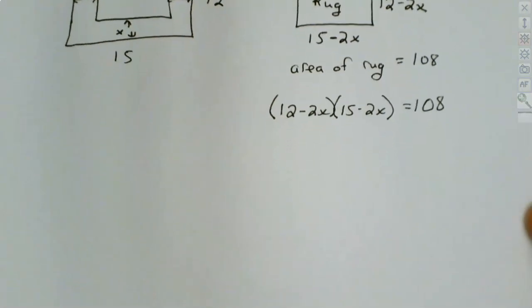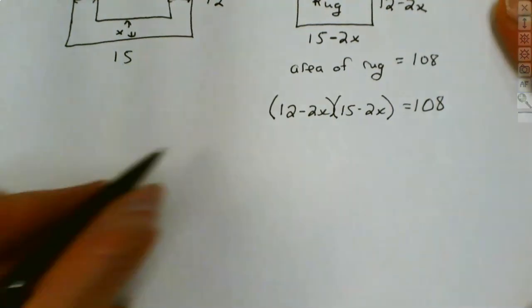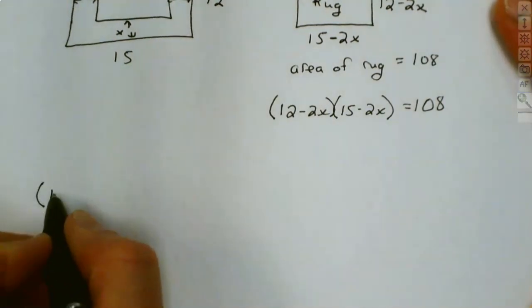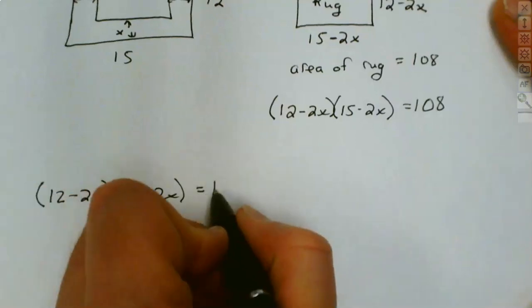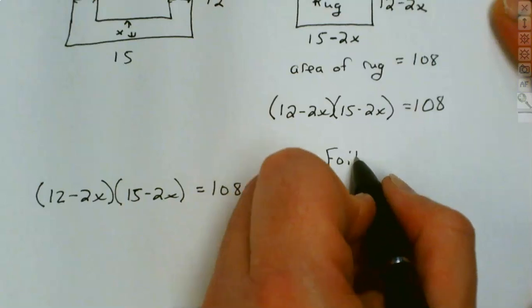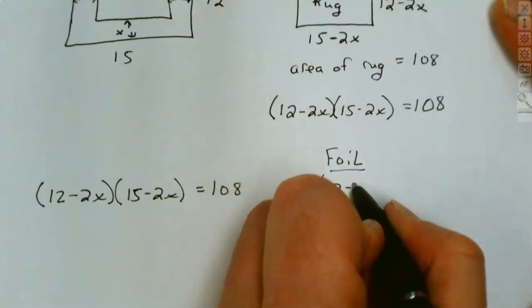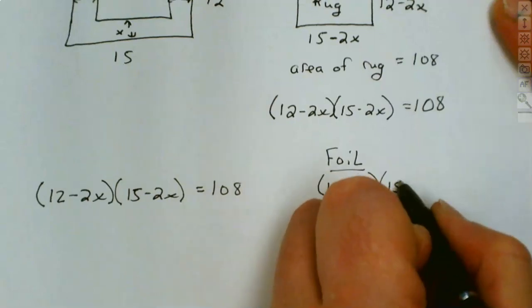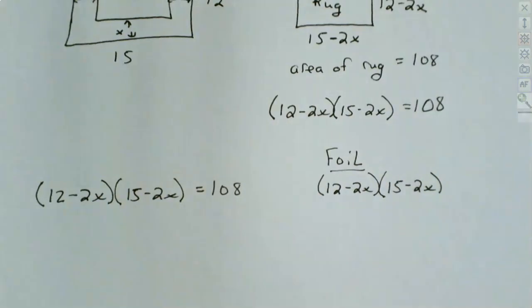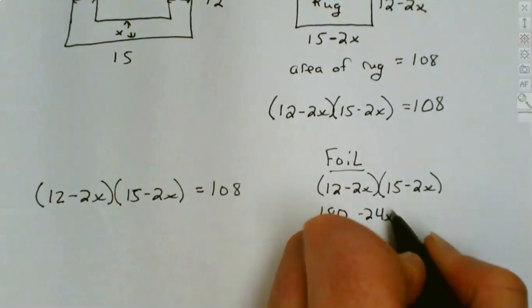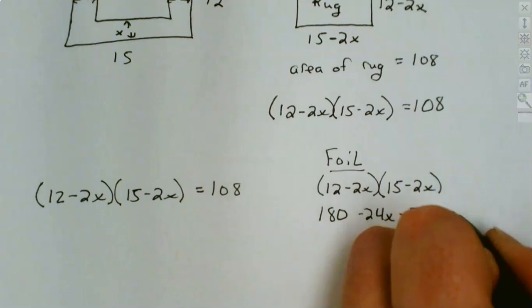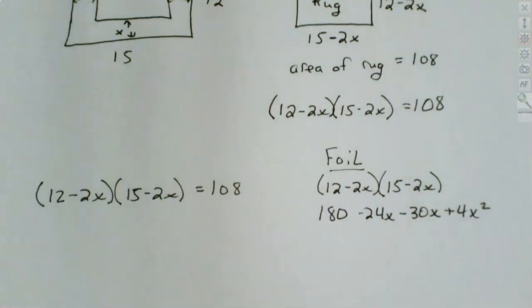Okay, so let's go ahead now and finish this out. We're going to have to FOIL. So you write it out one more time: 12 minus 2X times 15 minus 2X equals that 108. We'll go ahead and FOIL this out quickly here. 12 times 15, that's 180. Minus 24X, minus 30X. Watch your signs, negative and negative makes it a positive 4x squared. So that's what we have.